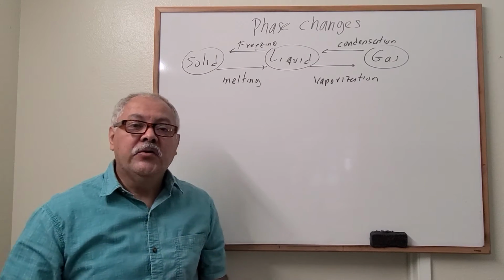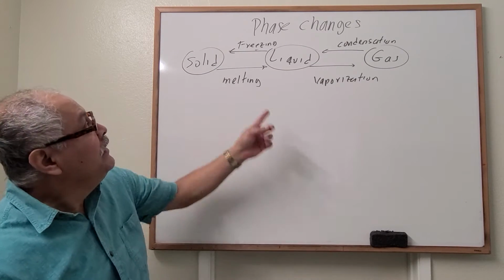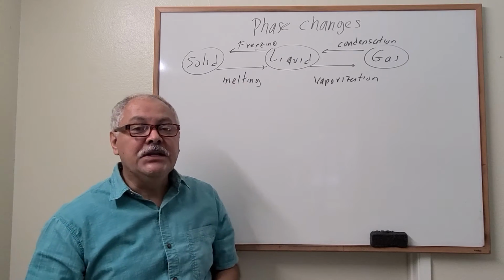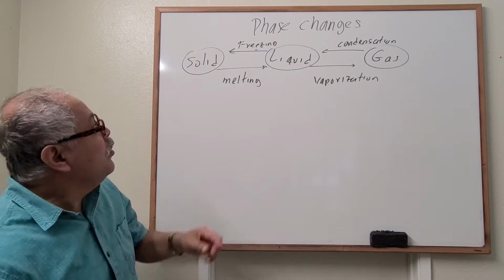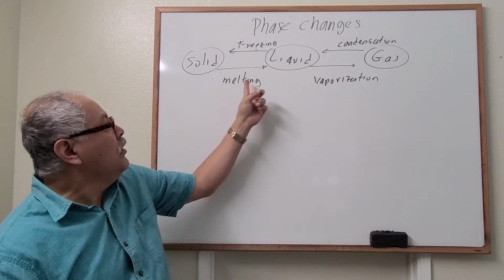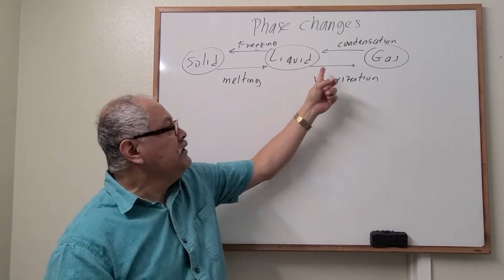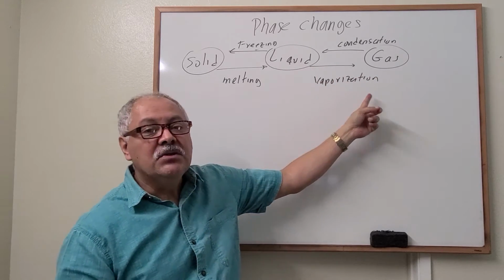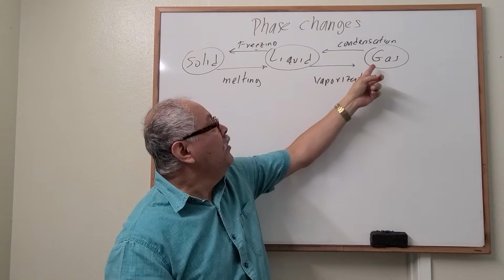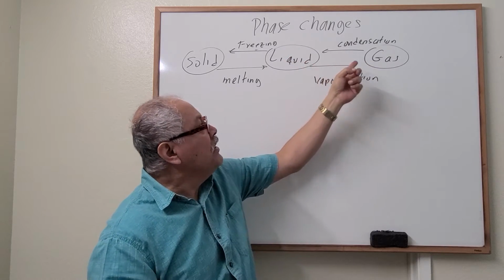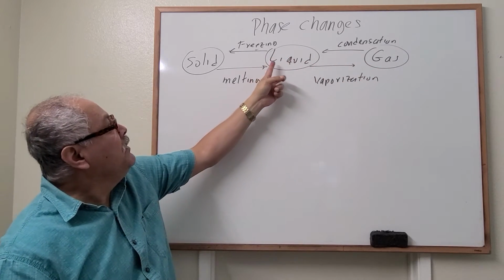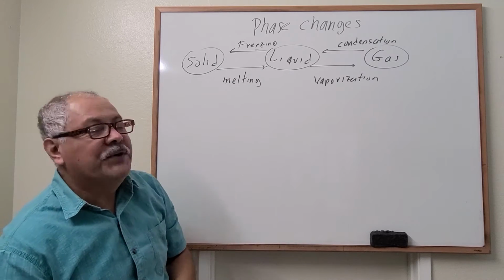Okay, let's continue in chapter 17. The next topic is phase changes. What happens when we are going from solid to liquid? We call that melting, from liquid to gas, vaporization, and we can go backward from gas to a liquid, condensation, and from liquid to a solid, freezing.